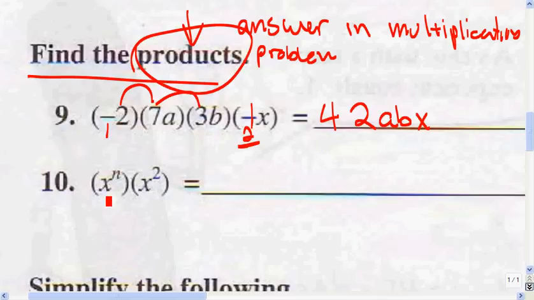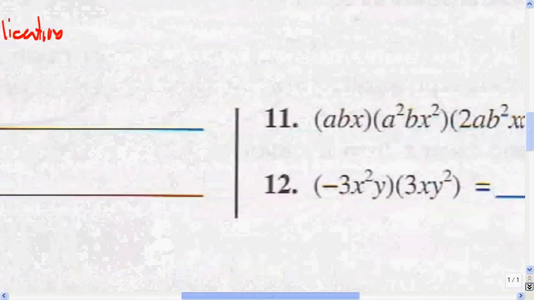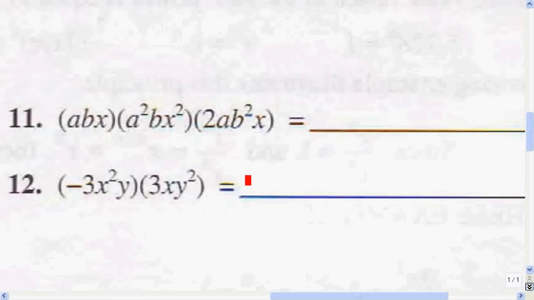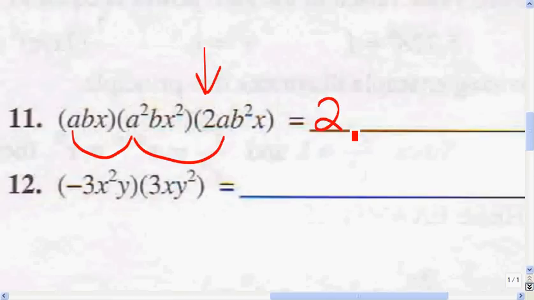Here, since we don't know what n is, and when we're multiplying we add the exponents, the only thing I can write is x to the n plus 2. Because I don't know what n is, I can't add it to 2, so the best I can do is just say n plus 2. Now here, we don't have any numbers, so the answer is 1. They're all positive, so our answer is positive. Oh no, I'm sorry, there is a number. The number right here is 2. So 1 times 1 times 2 is 2. Since they're all positive, our answer is positive.